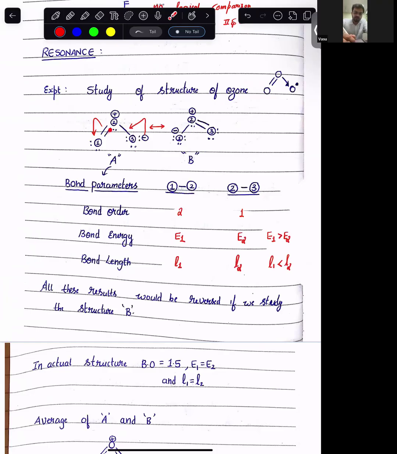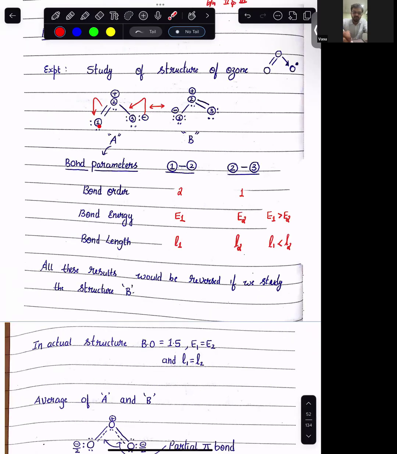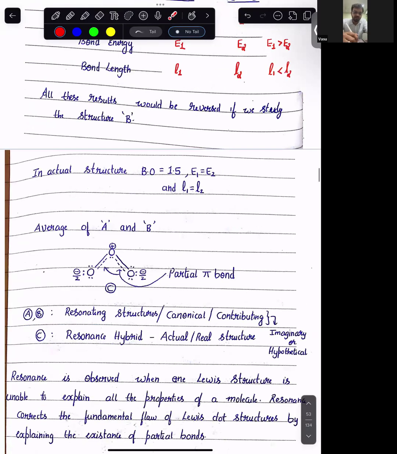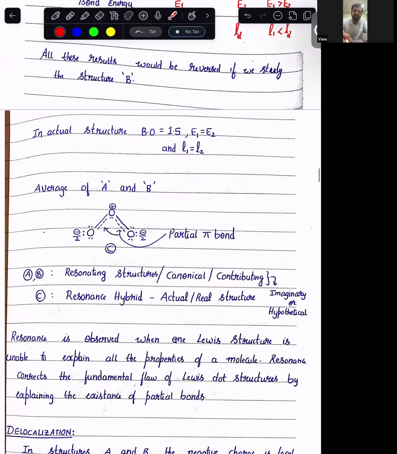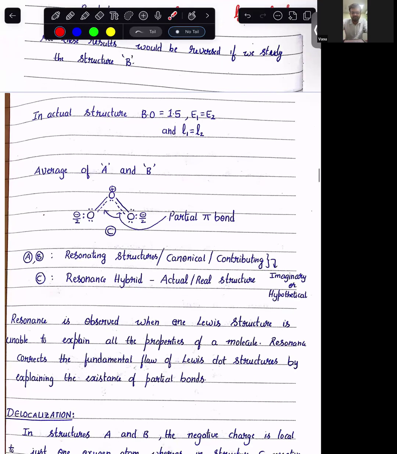Also, the pi bond gets delocalized. Initially, it is concentrated between 1 and 2 or 2 and 3. Now, the electron density is distributed among these three oxygens. Agreed? So, whenever there is delocalization of charge, there is going to be attainment of stability. So, resonance is happening in order to have stability inside the system.